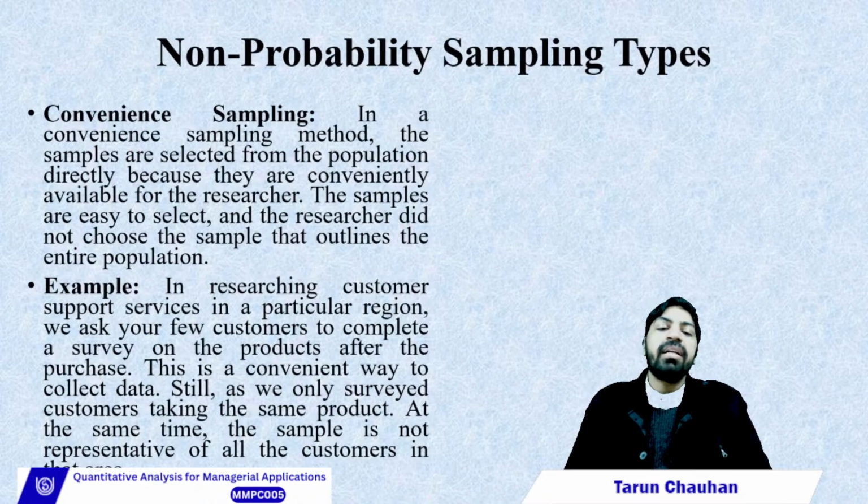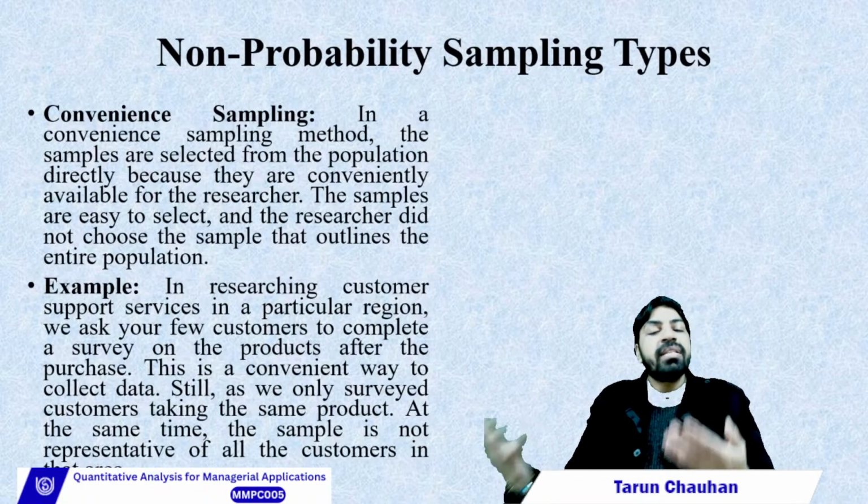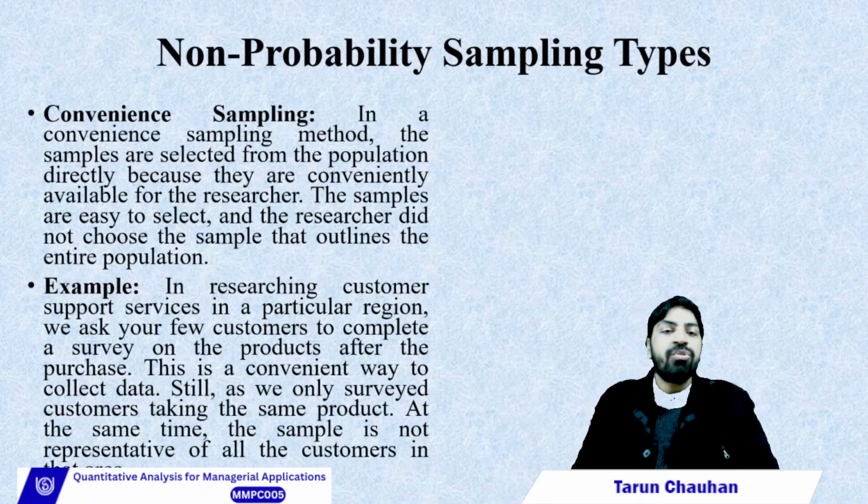And that's called convenience sampling, because at the same time, such samples may not represent the whole population. Whatever samples you have collected are according to your own convenience, or where the samples are easily available to the researcher.